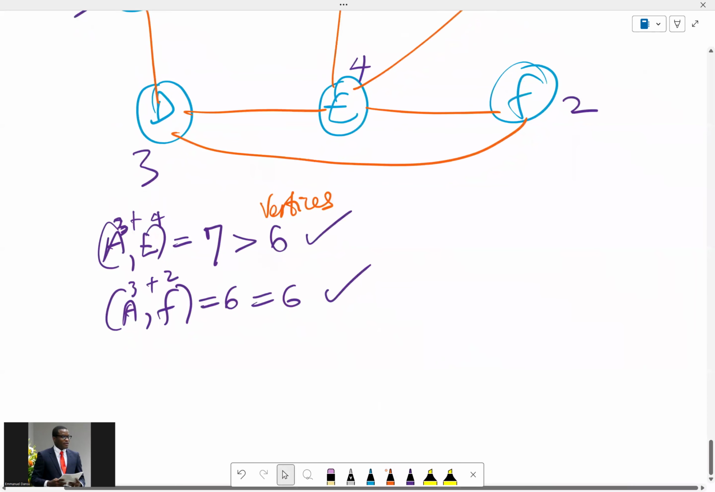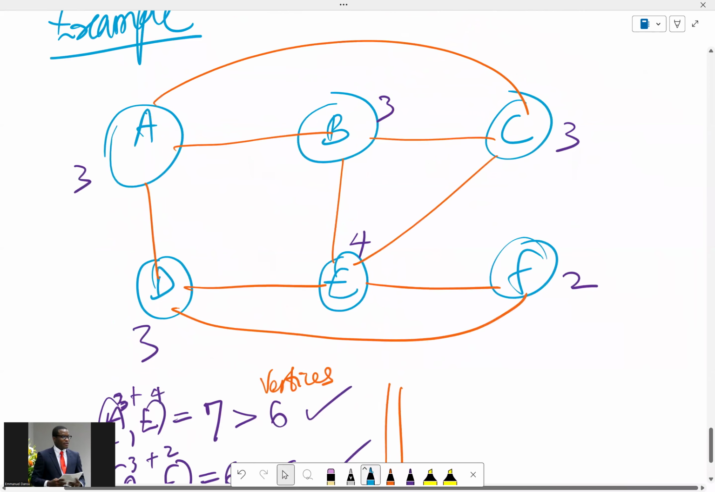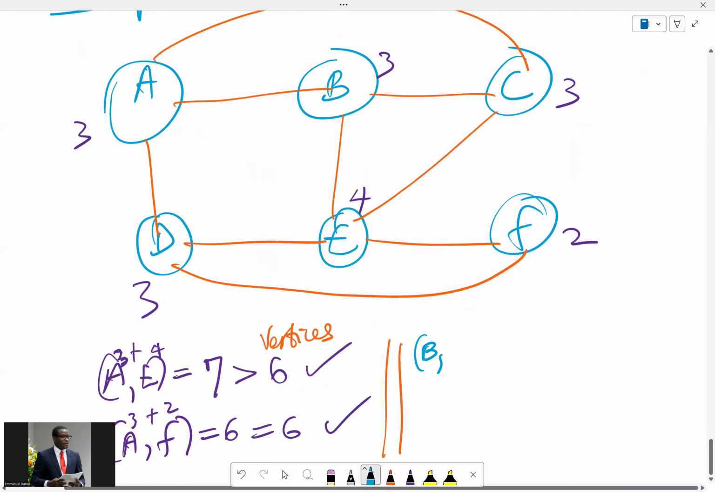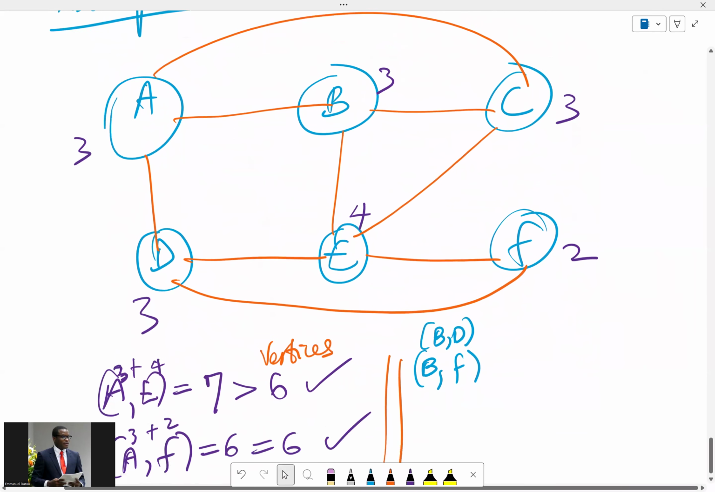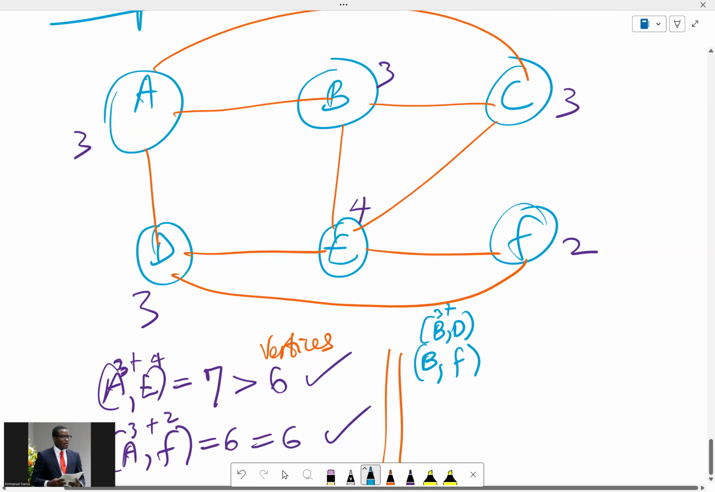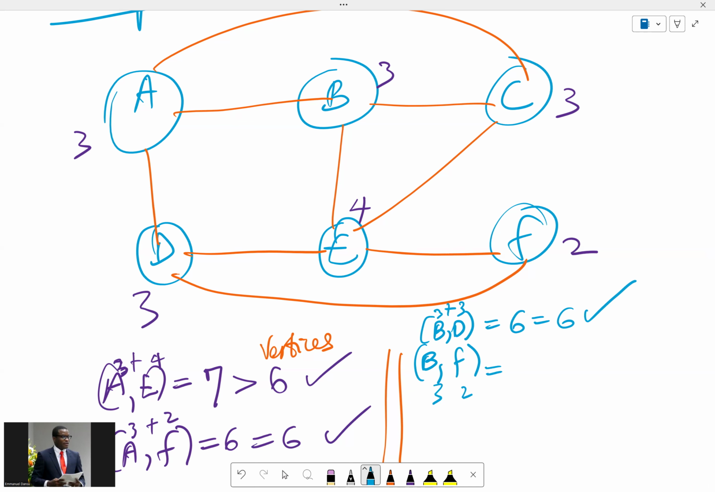Okay, so let's do that. For B now, can we do B? B is not directly connected to F, and B is not directly connected to D, so we can have BD. The degree of B is 3 plus D, that's 3, which is 6. Okay, good. That passes. Then for B and F, we have 3 and 2, and then the rule breaks down. So we have 5. So this doesn't work.